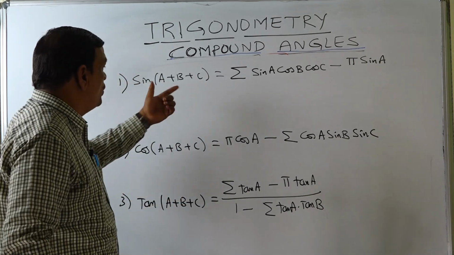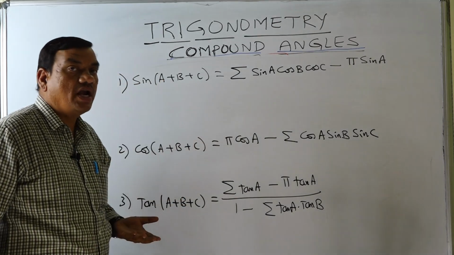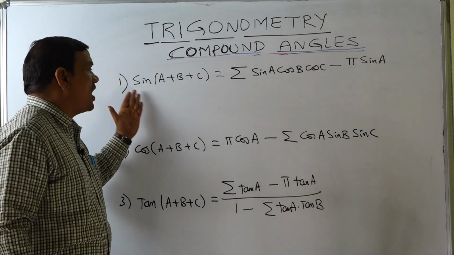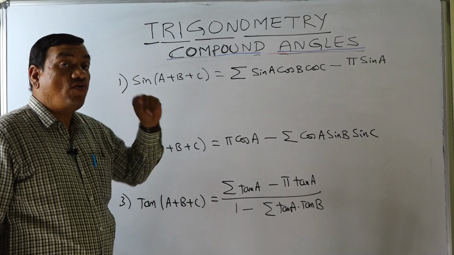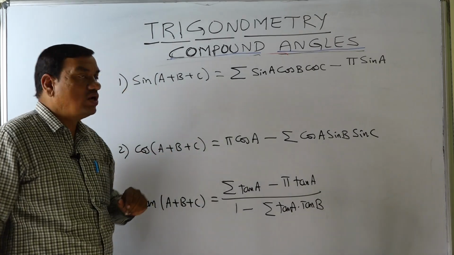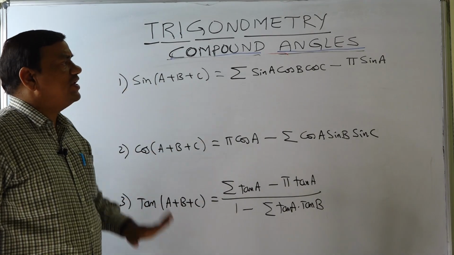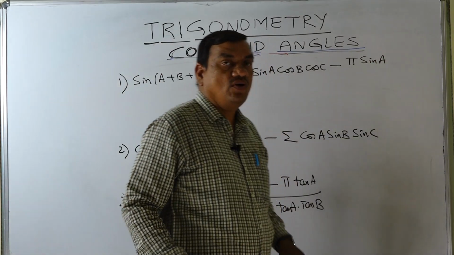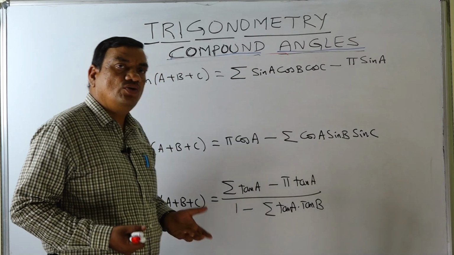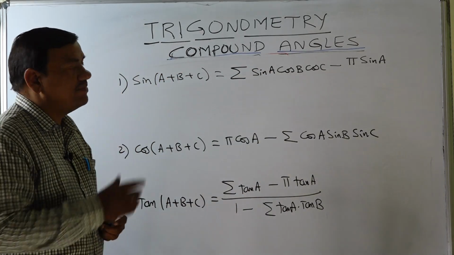As I already told, a plus b plus c is also a compound angle. So far we have defined what is sin a, what is sin of a plus b. Now we are going to see sin of a plus b plus c. Simply you remember that sigma sin a cos b cos c minus pi sin a. What is sigma, what is pi? You know that sigma means summation, pi means product.